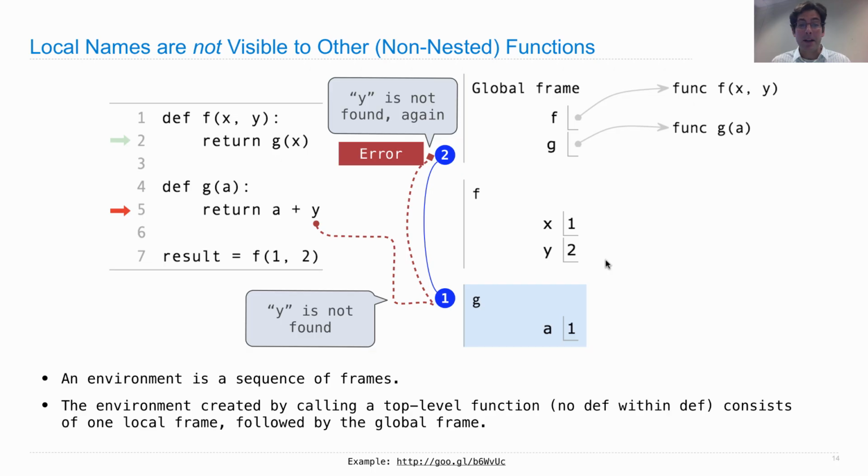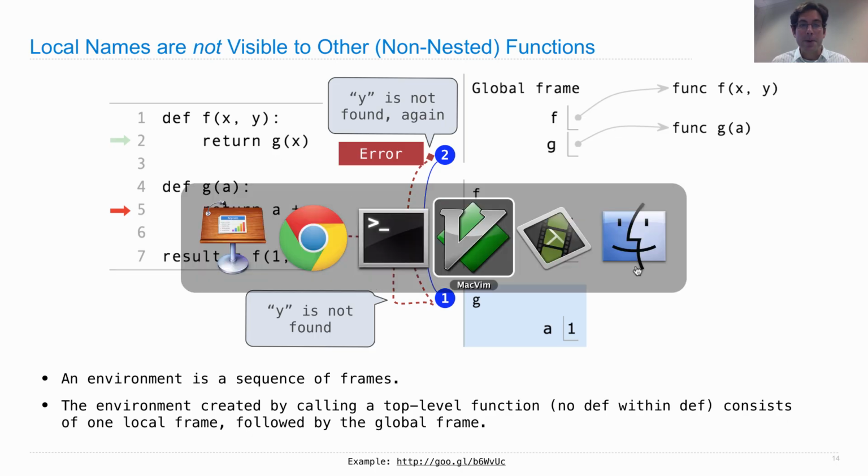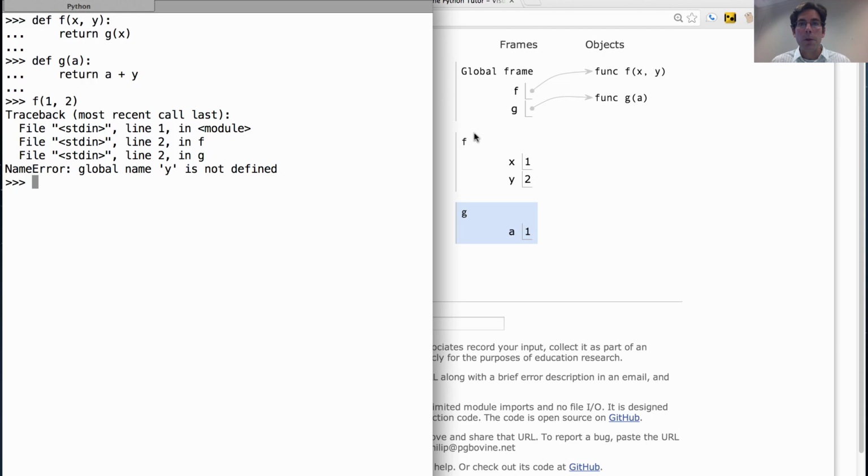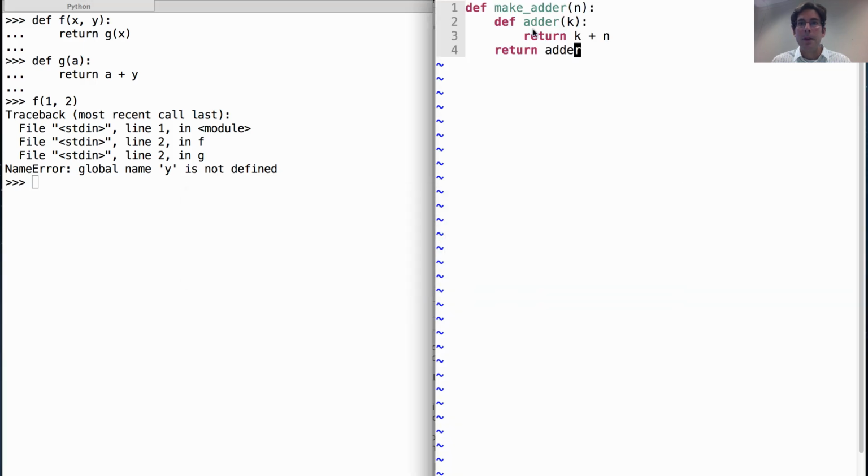The environment created by calling a top-level function, defined here, with no def within def, consists of one local frame followed by the global frame. You cannot refer to this y, which is local to the body of this function, from the body of this function. Now contrast that with what we saw with makeAdder, where the body of adder could in fact refer to n because it was nested.